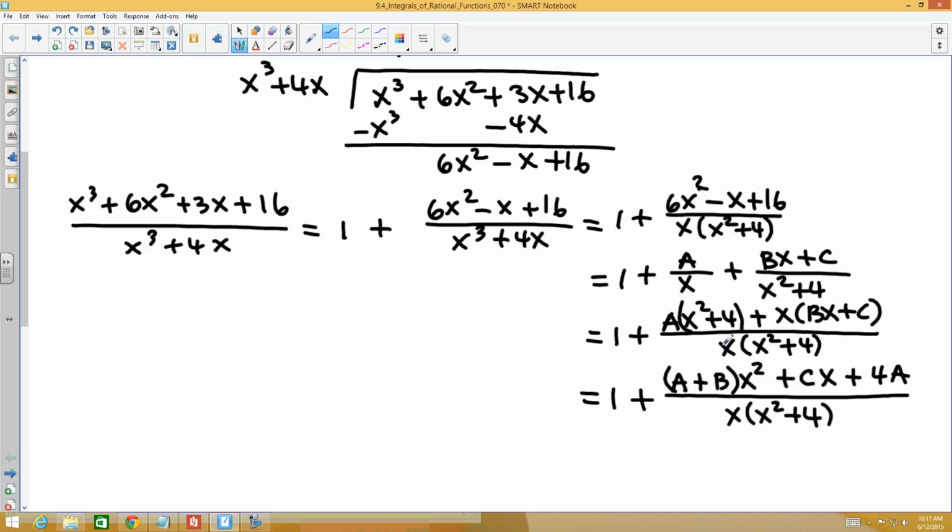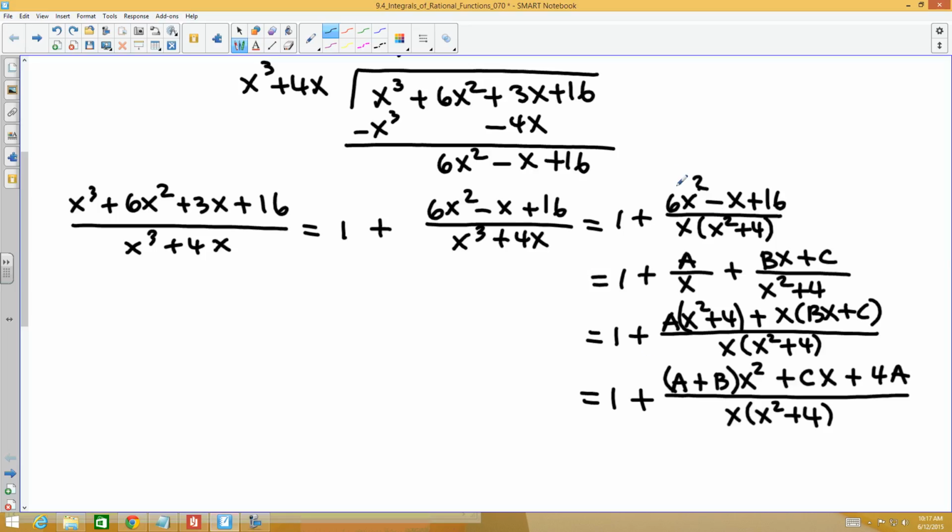So reduce everything to a common denominator. In doing so, we get (A plus B) x squared plus Cx plus 4A. So where is A plus B coming from? You have Ax squared and Bx squared. So factor out x squared, you get A plus B. Then you have Cx, and also 4A here. So that's what we have there.